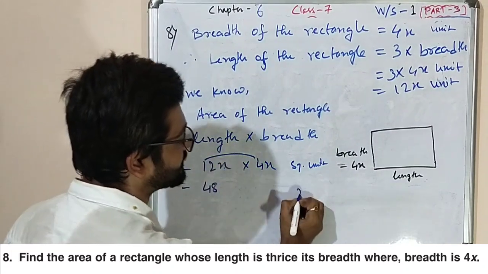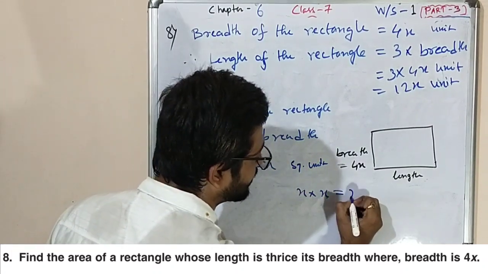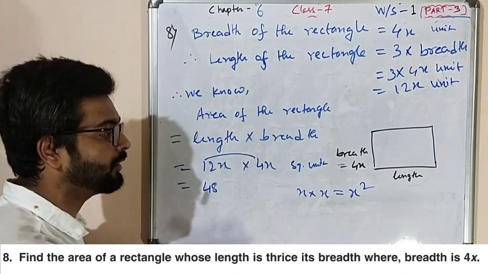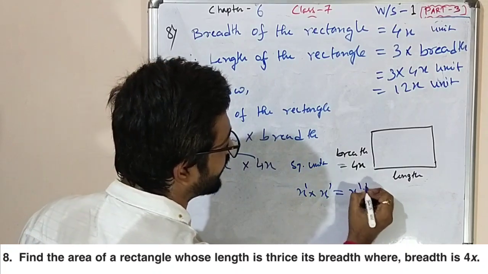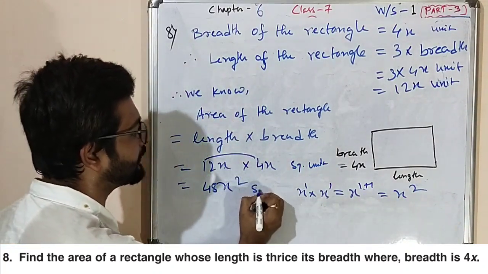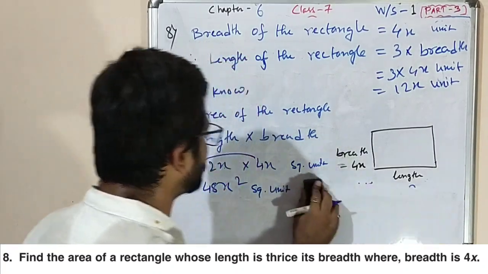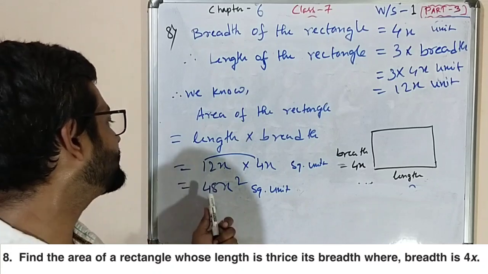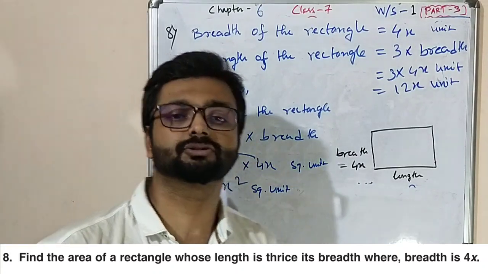Now x and x. Tell me, x and x, the same number multiplied by the number itself. So x square, or you can say there is power is 1. So in between into. So what to write? 1 plus 1, that is x square. So here x square unit. Okay. So guys, this is the answer. So area of the rectangle is equals to 48 x square unit.